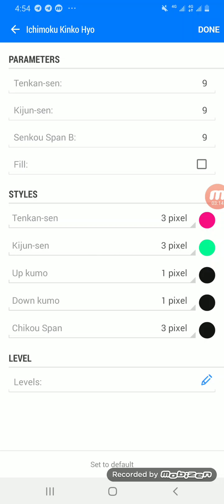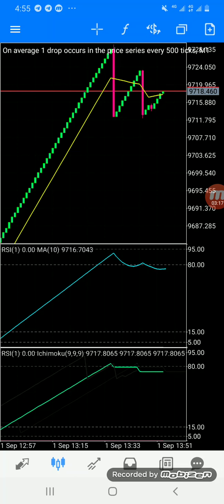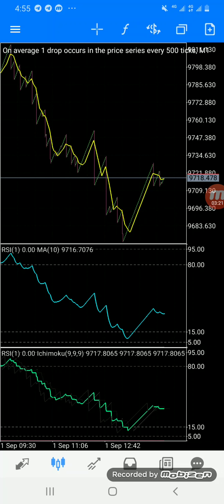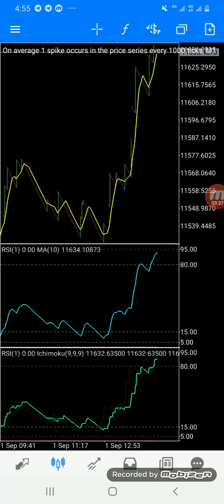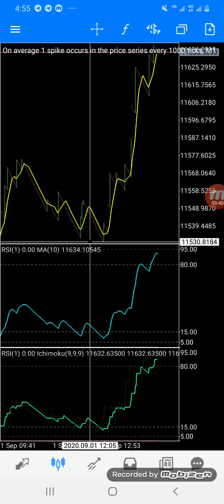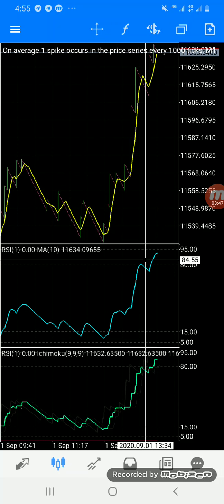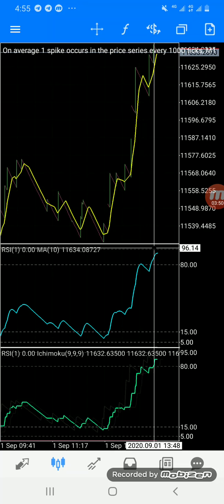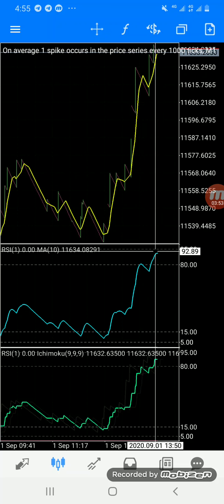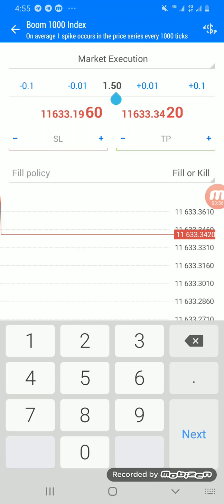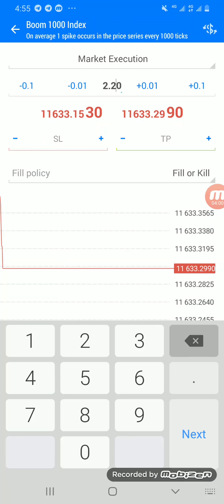That is how you are going to do your setup first. If you do this, the second thing you need to understand is how to take trades. Okay, let me talk about boom first. For example, Boom 1000. So on boom, anytime the RSI in indicator window 1 is below 95 and above 80, you can take trades for sell. Okay, for example, in here I place 2.5.